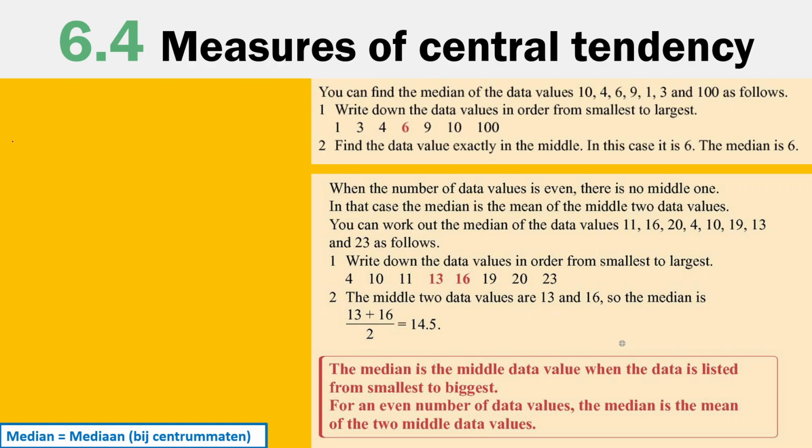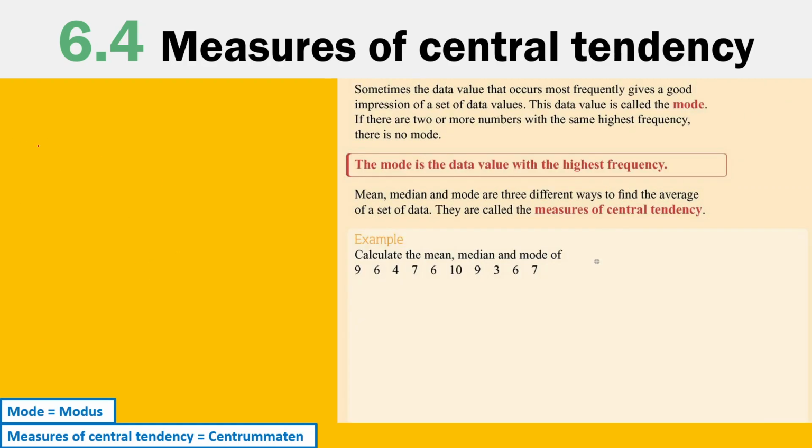Let's design one myself. Let's say we have 4, 4, 6, 7, 8, 8, 8. What is the mode here? 8, right? So the mode here is 8 because the mode occurs the most.